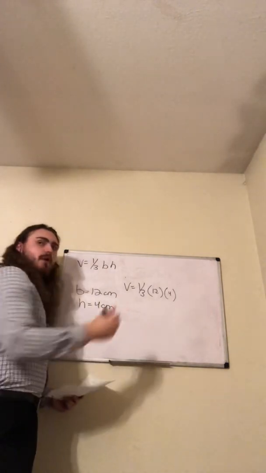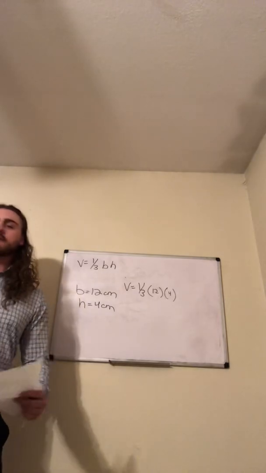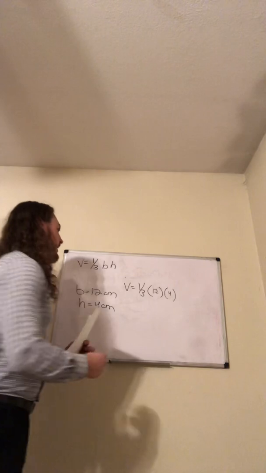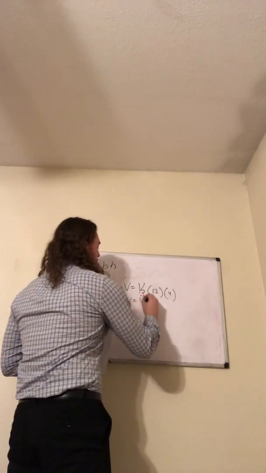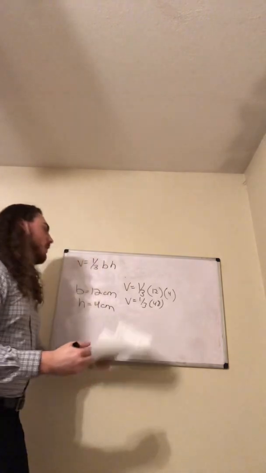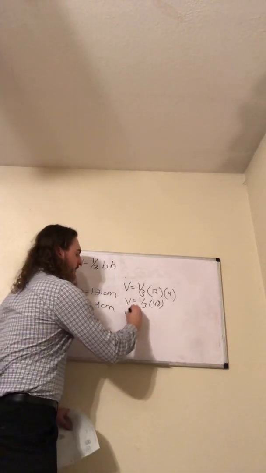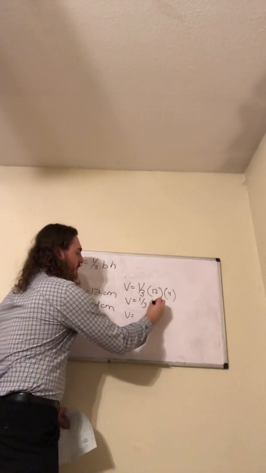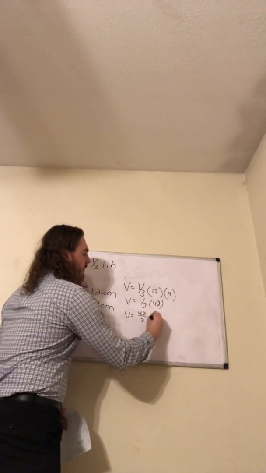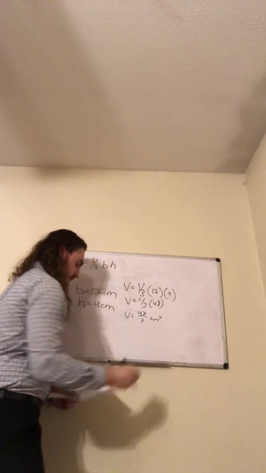So in this case, what's 12 times 4? Anybody know that off the top of their head from their multiplication tables? Yes, thank you. It's 48. So we have volume equals 1/3 times 48. Now, most of us won't know what 1/3 of 48 is, so all we have to do is put 1 times 48 over 3. So, volume equals 48 over 3 centimeters cubed.